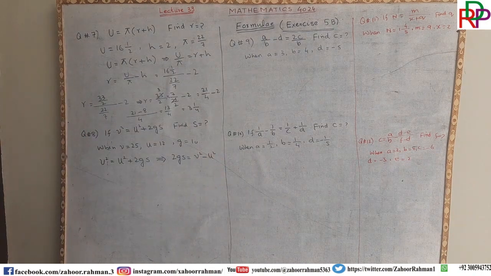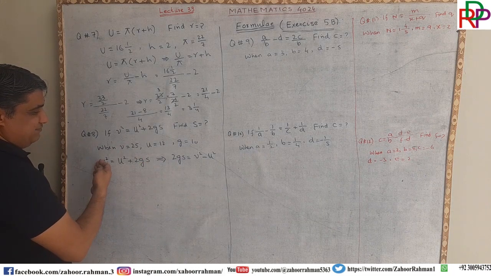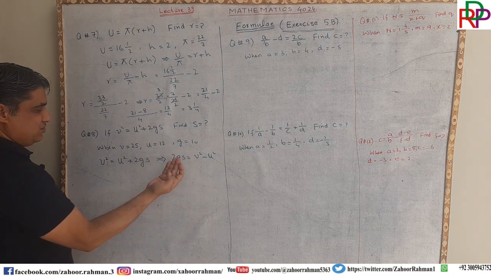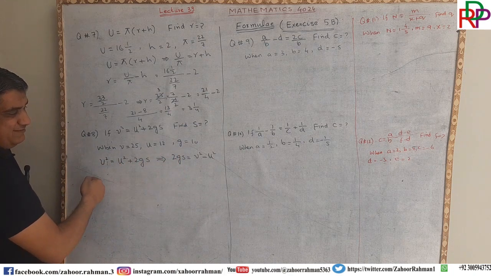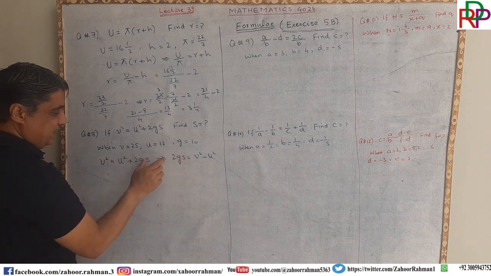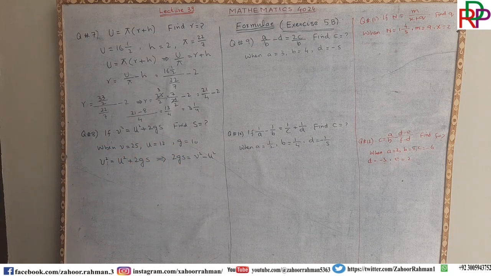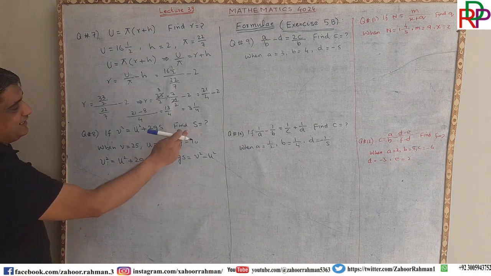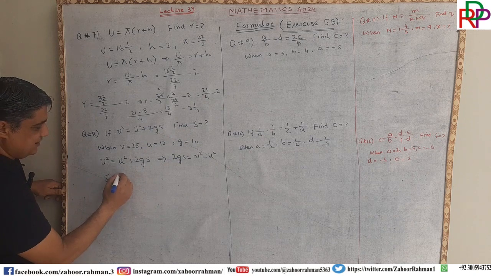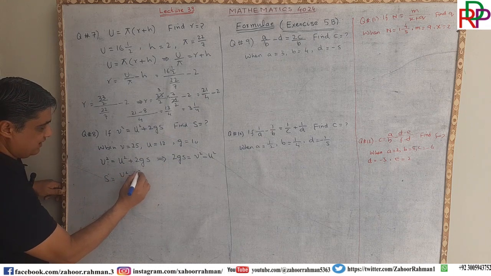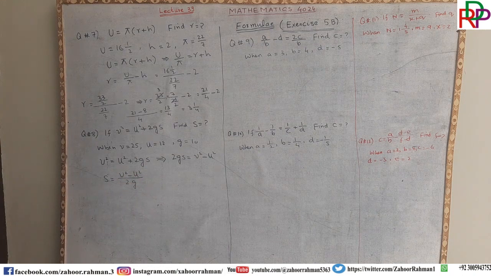Here the students are always asking, when you are bringing this on this side, it will become minus 2gs, so why are you writing it that way? I did not bring it on this side; I wrote it on that side, then I rearranged it. So now we have to find s. So s is equal to v square minus u square divided by 2g.